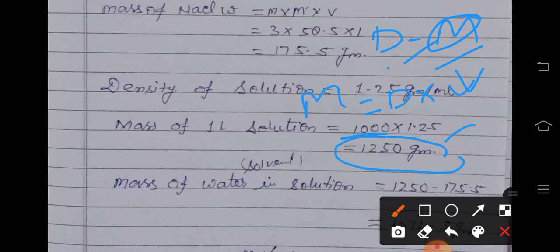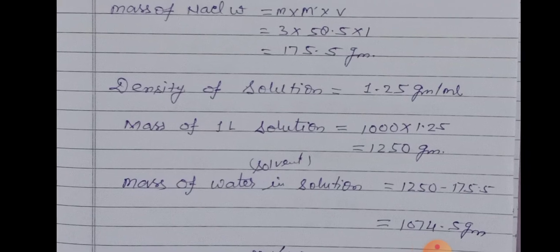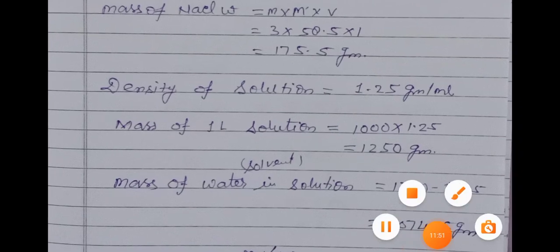Mass of the solvent, that is water, in solution equals mass of solution minus mass of solute, that is 1250 minus 175.5. We got 1074.5 gram. It is the weight of solvent in this question.